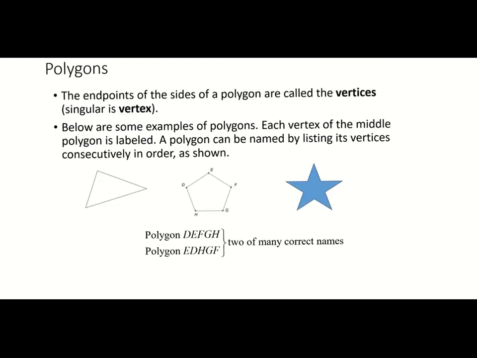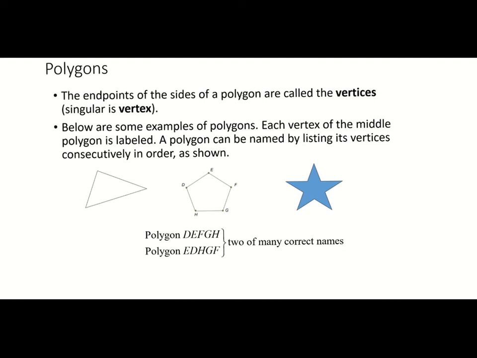All right, so just like in our triangles, which is a polygon as well, the endpoints of your polygon are called your vertices, or singular, a vertex. Below here are some examples. So we have our triangle, we have our pentagon here, and then we have a star, which is again a polygon because it's a closed figure made up of line segments.